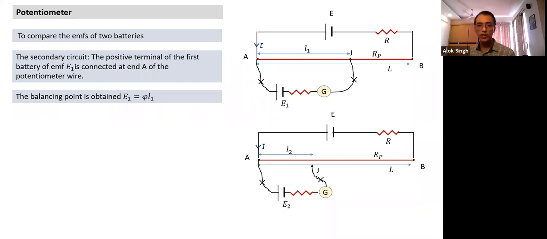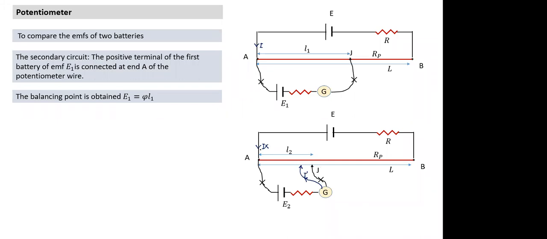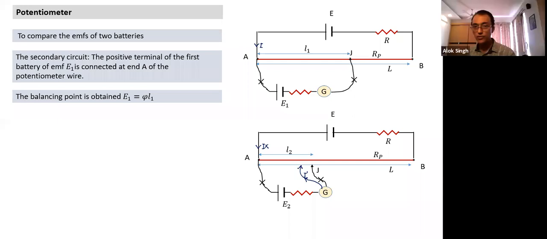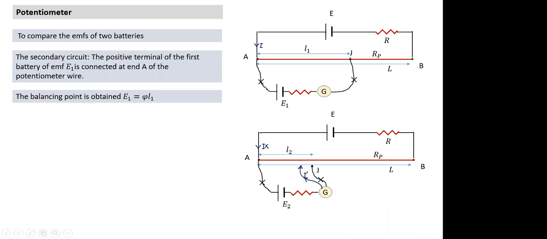In intermediate states, suppose the jockey was kept here while current was flowing. When the current is flowing here, will this current still be I? That time the current will not be I. So in between states, when it is not balanced and you are moving around the jockey, the current entering from the battery will also change. But the moment we reach a balanced state, this current will come back to the same original value which was there initially. Is that clear? Yes, sir.